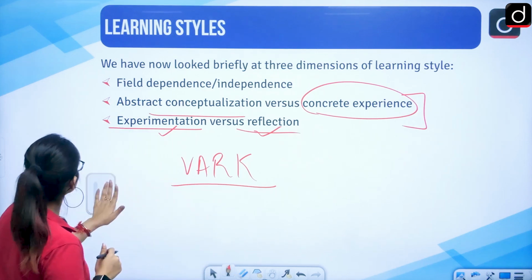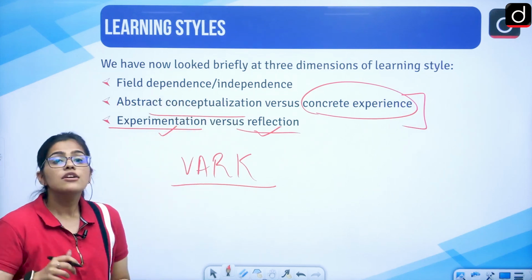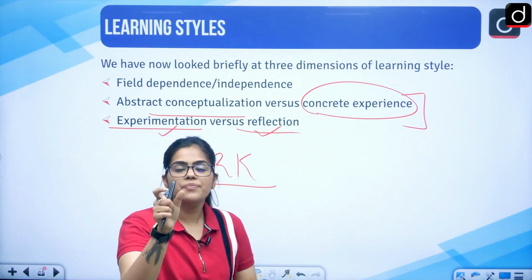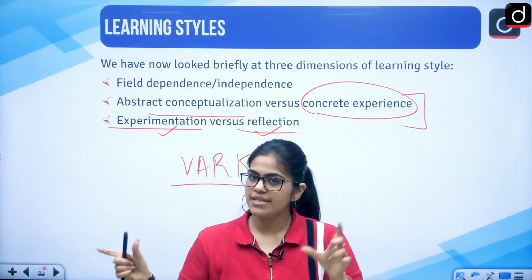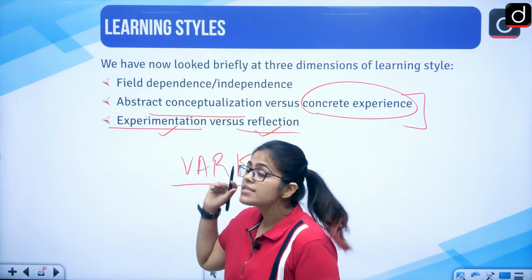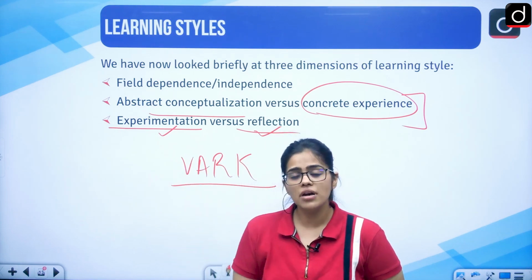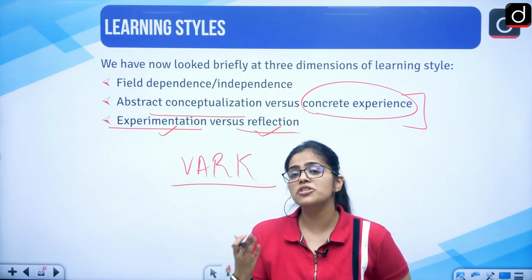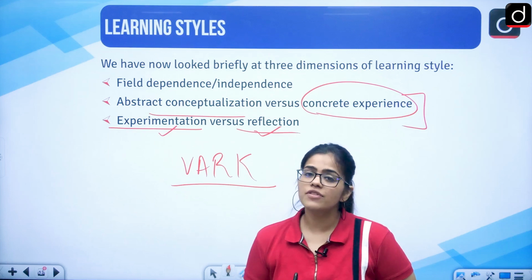Now let us discuss the field dependent and the field independent learners. So what is the word field here? The field is anywhere where the learner is learning, say for example in the school or in the college. Some learners are very much dependent on the school structure. Some are not that much dependent on the school structure. So these are the two distinctions of the learners.